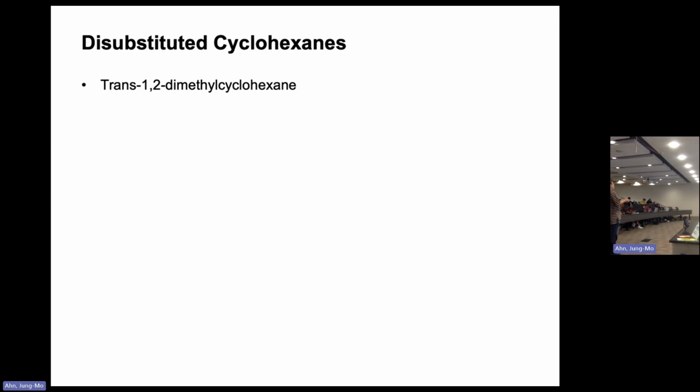It's still the 1,2. What I change is the trans. All right? Trans means that they should be opposite each other. One methyl up, the other methyl down. First task is how to draw the chair conformation. Again, you're going to draw the chair like this. You're going to show where the equatorial one is, where the axial one is, axial, equatorial. You're going to do that.